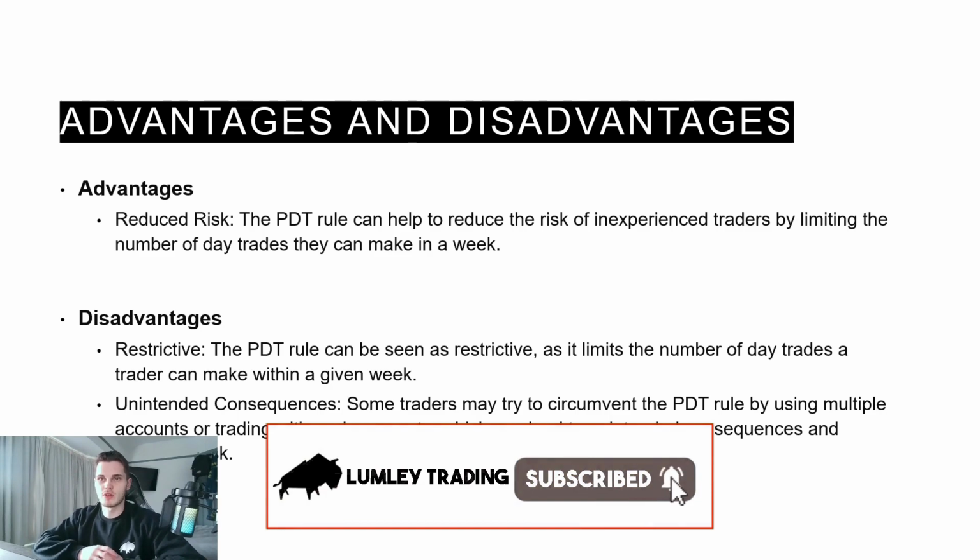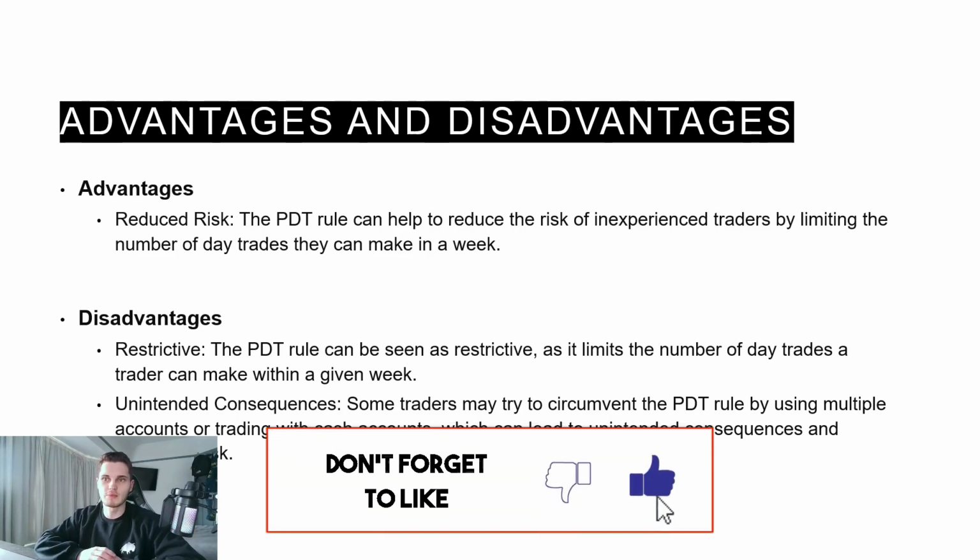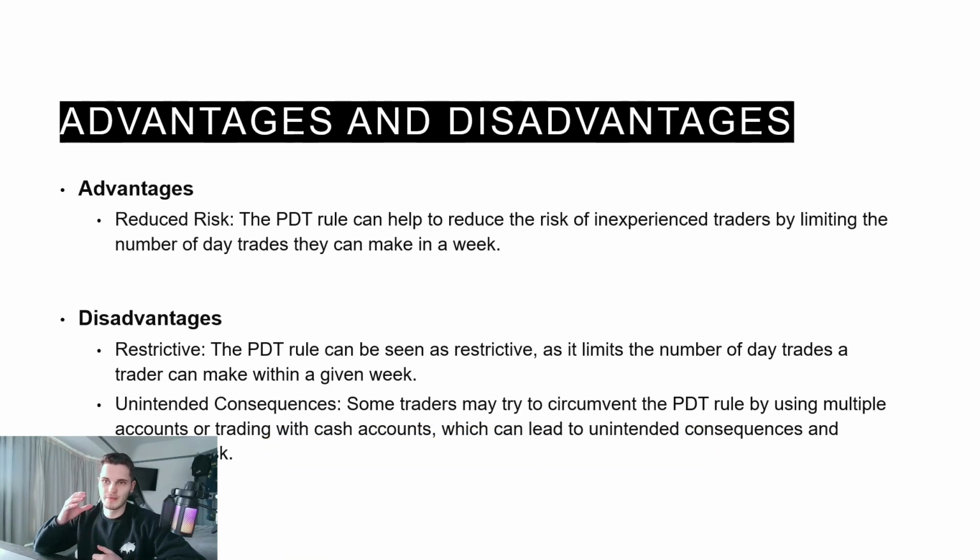If you are on the newer side, the advantage of the rule is that it keeps you limited, so you're only taking those quality setups. Whereas if you go with the workaround of using multiple different accounts, then maybe you don't pick the great trades. You just pick anything that shows itself.